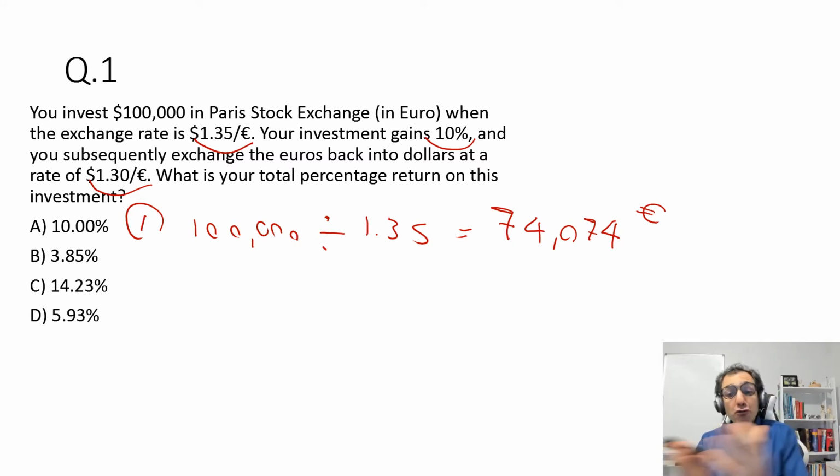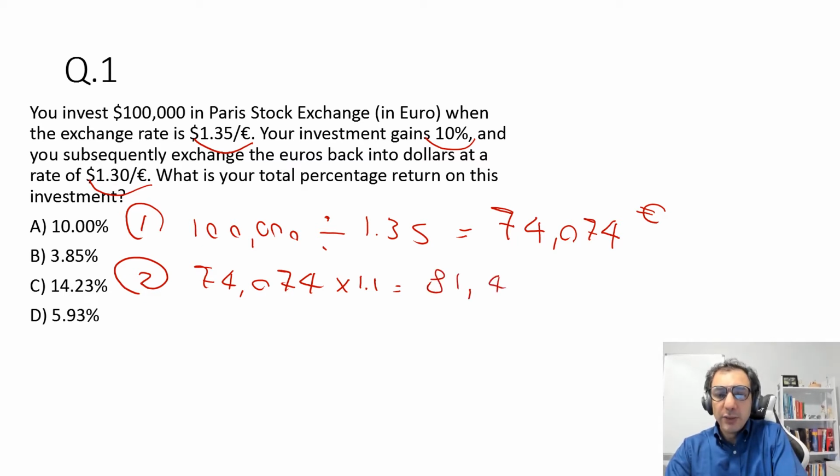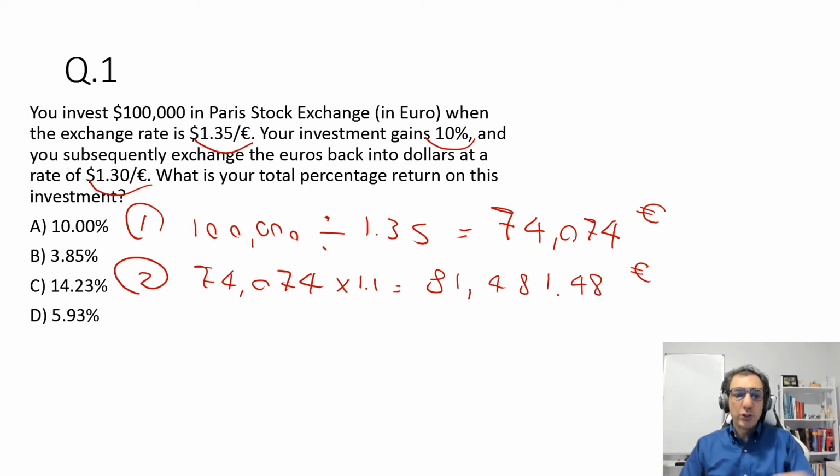Now you have the euro, you can invest in that stock exchange and buy that French company's stock. After 1 year, it says that you are getting a 10% gain. So it means that your 74,074 euros is now growing to 81,481.48 euro. Still, you're in euro, you just added 10% to your investment.